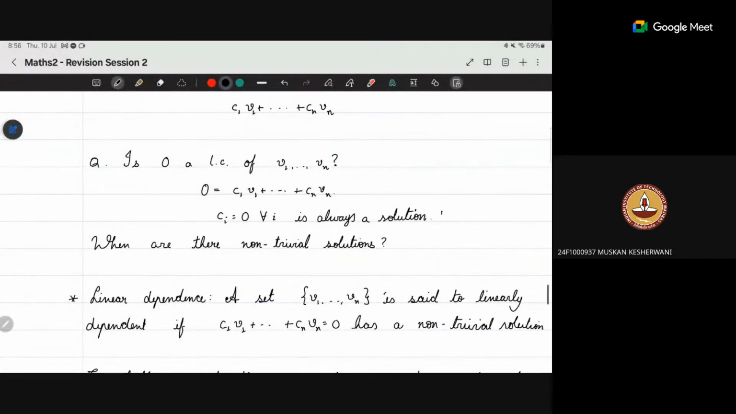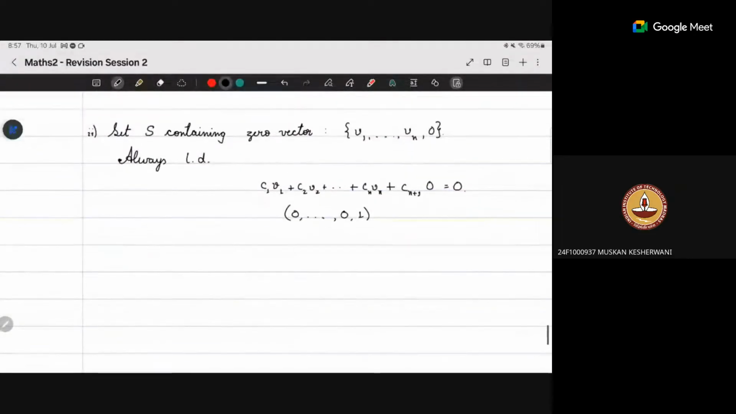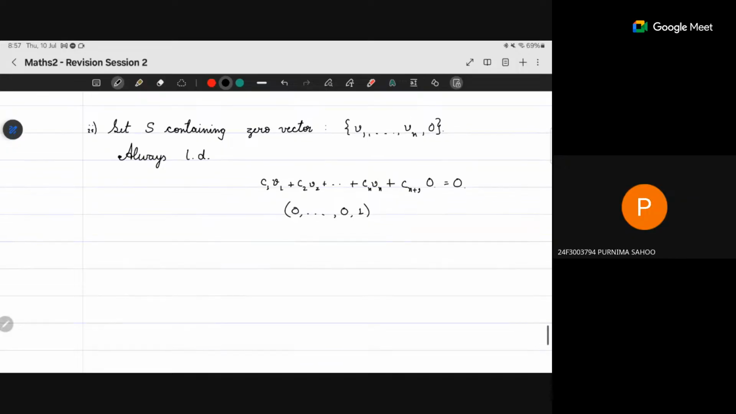Going back over here, what did we say linearly dependent was? If this equation has a non-trivial solution. In this case, it does: 0, 0, 0, 0, 1 is a non-trivial solution to the above equation, with the 1 on the zero vector. So any set containing the zero vector will always be linearly dependent. Is that fine? Yes.